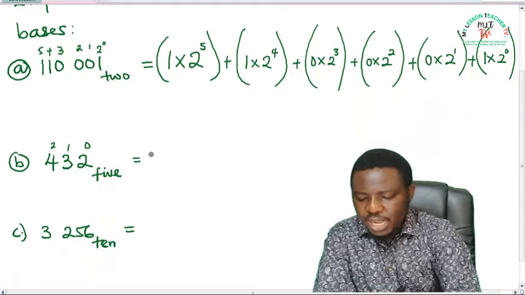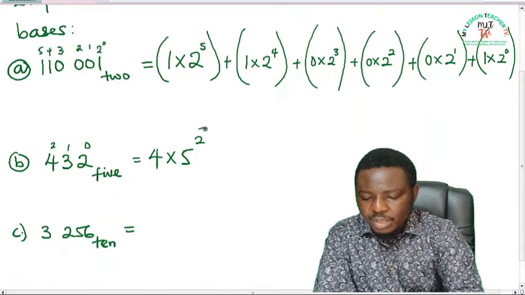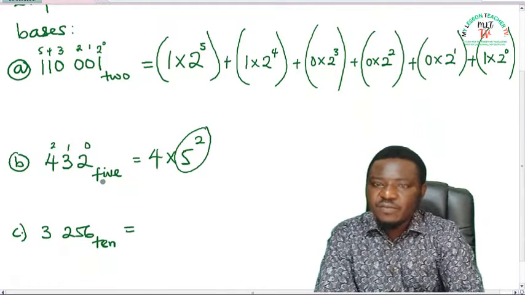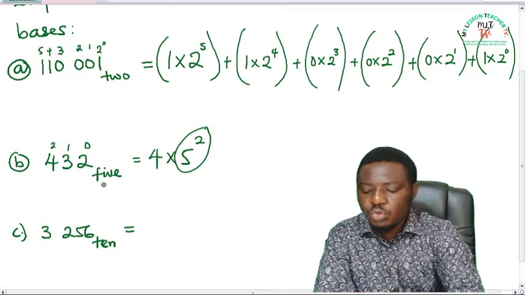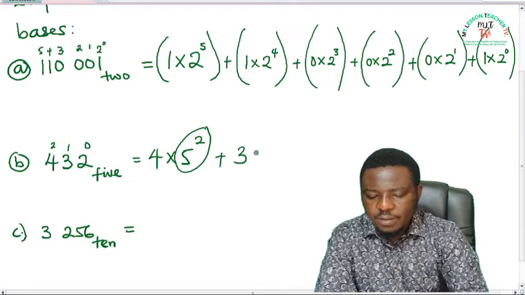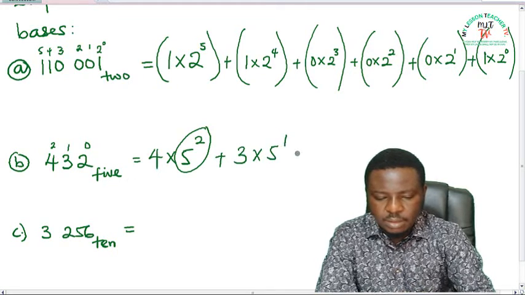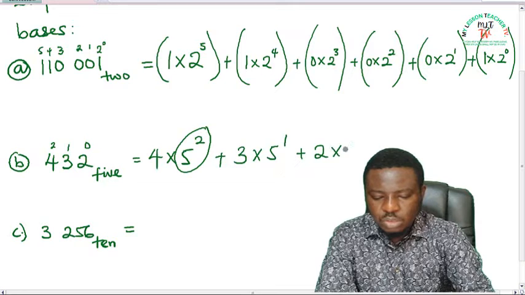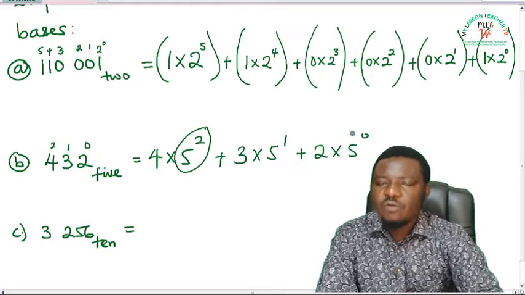So this can be written as 4 times 5 raised to the power of 2. Remember, this is the place value 5 as against 2 because we are working with base 5, plus 3 times 5 raised to the power of 1, plus 2 times 5 raised to the power of 0.